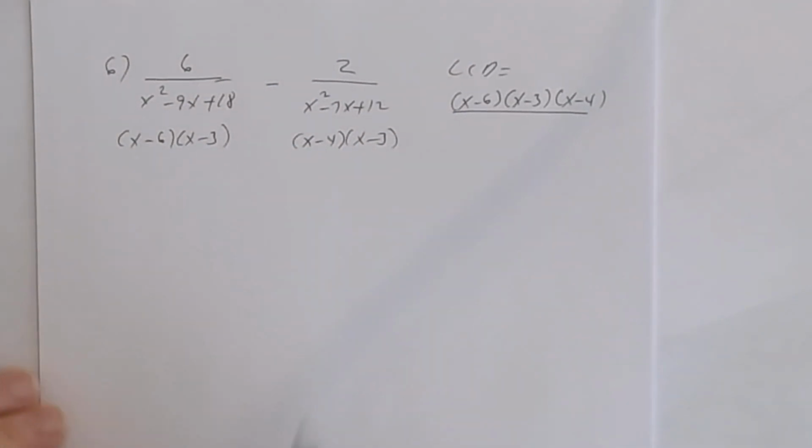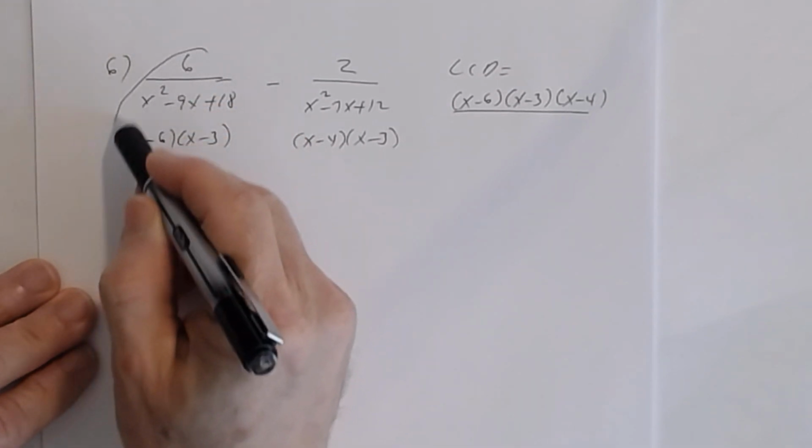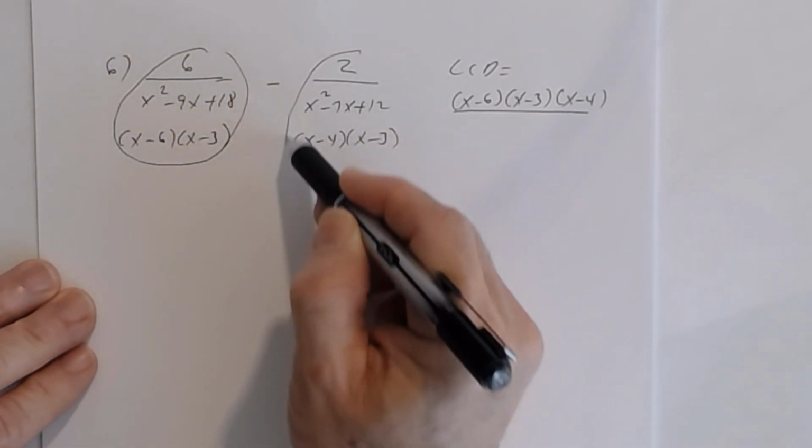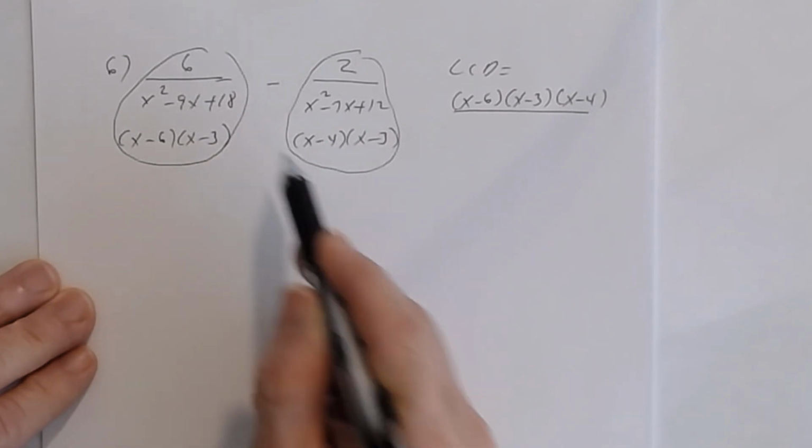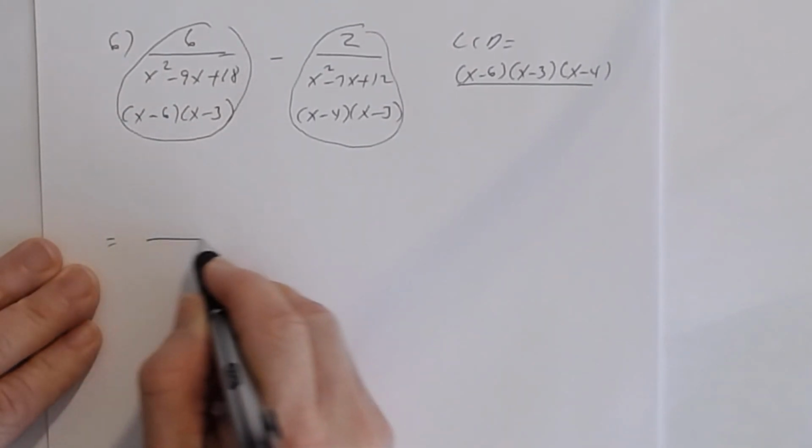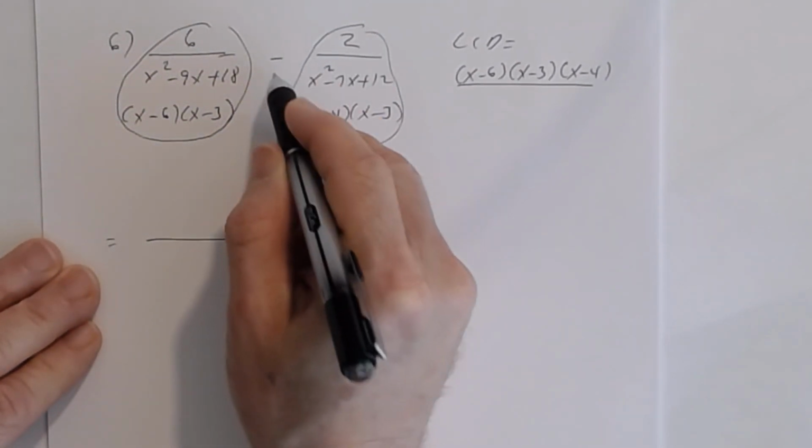Once you find your least common denominator, the next step is to write equivalent rational expressions that are equivalent to these. So you're going to say equal, and remember there are 2 of them, and subtraction in the middle.